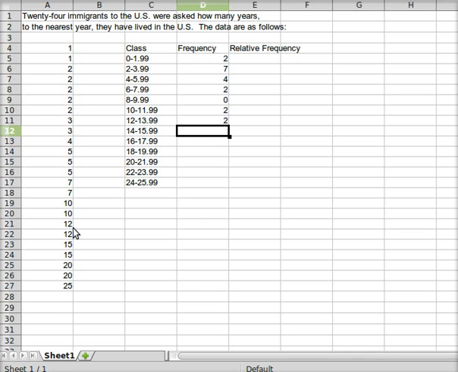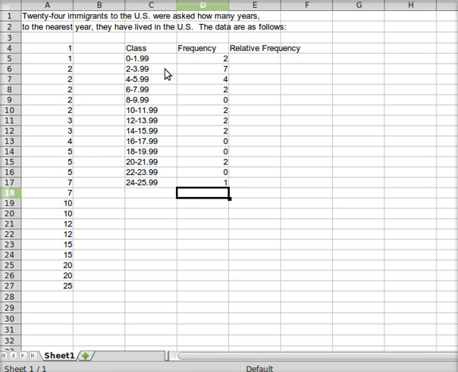And then the next range is 14 to 15.99. So that would include these two 15s right here. Then 16 to 17, there's 0. 18 to 19.99, also 0. And then 20, we have 2 of those. 22 to 23.99, there's no data point that fits into that category. And then 24 to 25.99, there's one of those, so we put one right here.